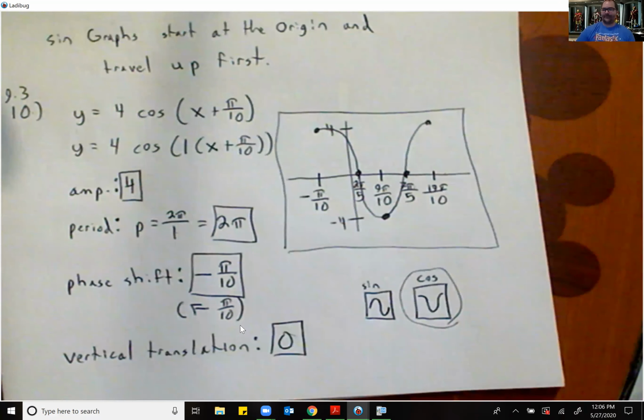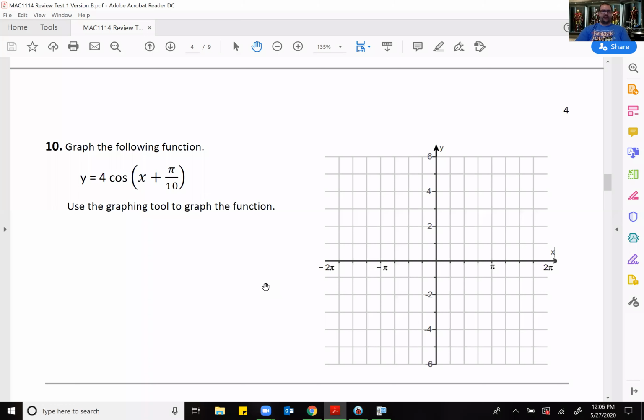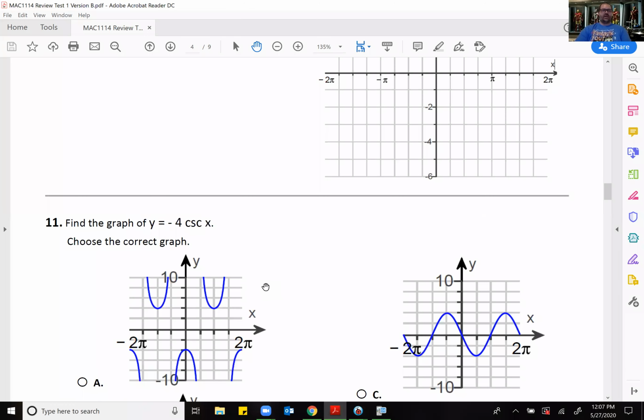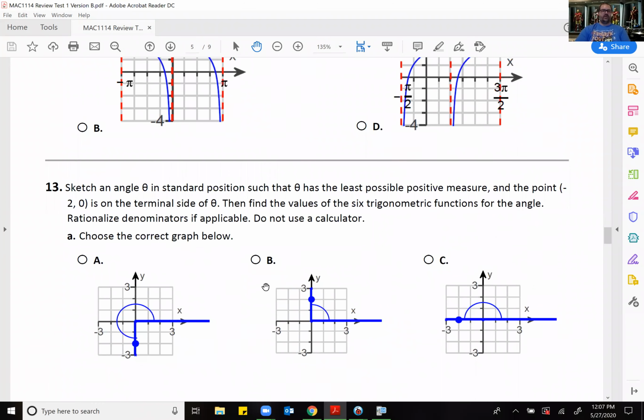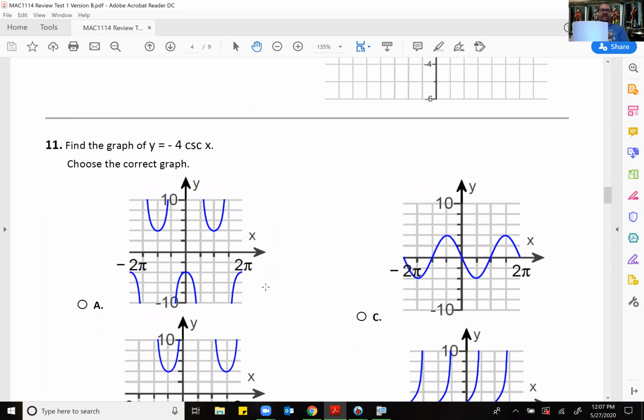All right? Moving on, I believe we should be hitting 9.4 now. Let's double check. Yep, 9.4. So 11 and 12 are all 9.4. So again, in here, we're going to talk about cosecant and secant graphs. So 11 is 9.4, and so is 12. Okay?